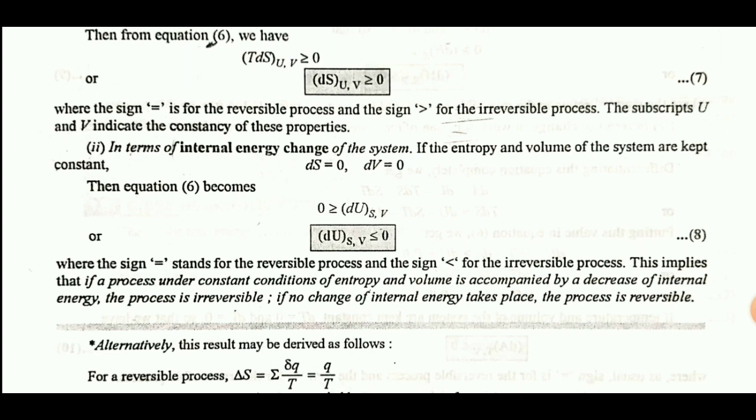Second, in terms of internal energy change of the system, if the entropy and volume of the system are kept constant, dS is equal to 0 and dV is equal to 0, then equation 6 becomes 0 ≥ dU at constant S and V, or dU at constant S and V is less than or equal to 0, where the sign equal to stands for the reversible process and the sign less than for the irreversible process. This implies that if a process under constant conditions of entropy and volume is accompanied by a decrease of internal energy, the process is irreversible. If no change of internal energy takes place, the process is reversible.